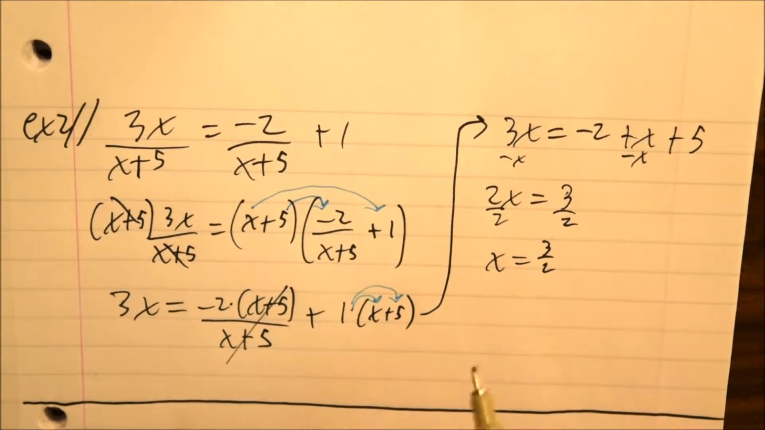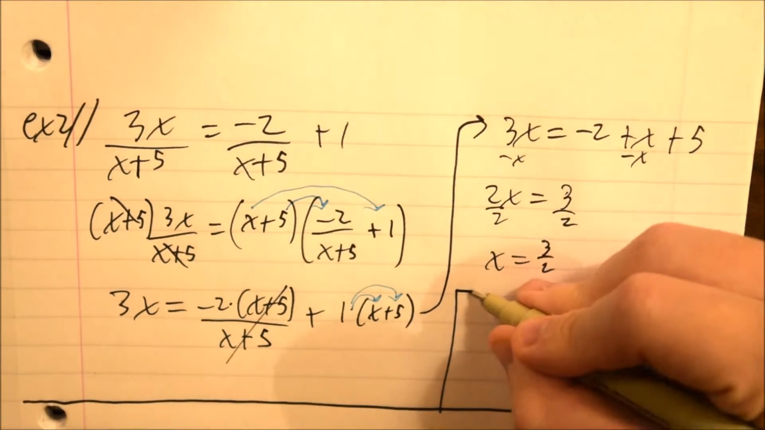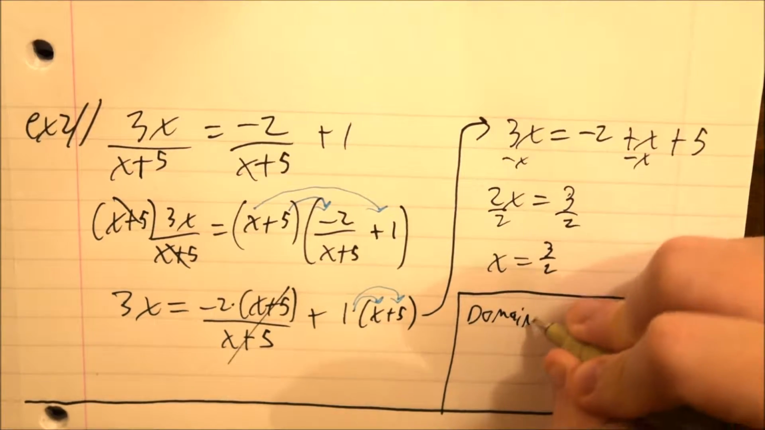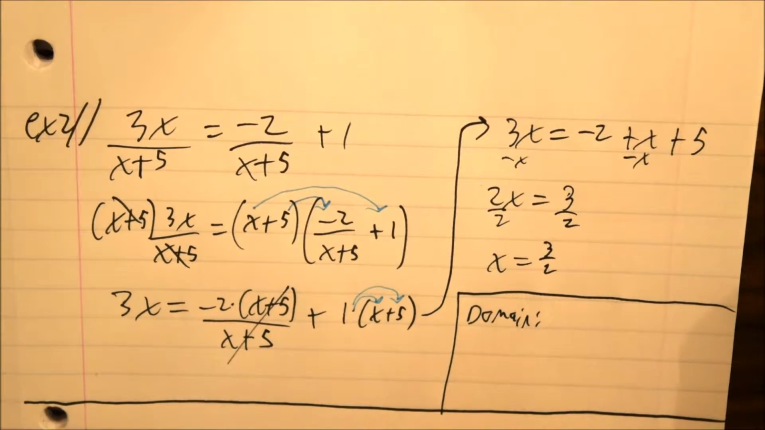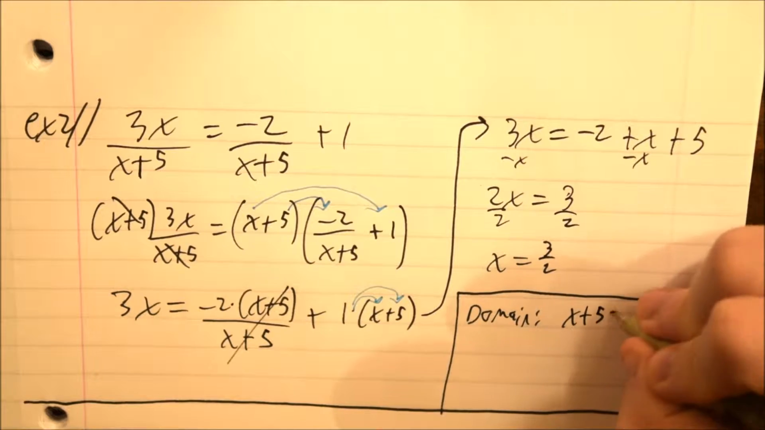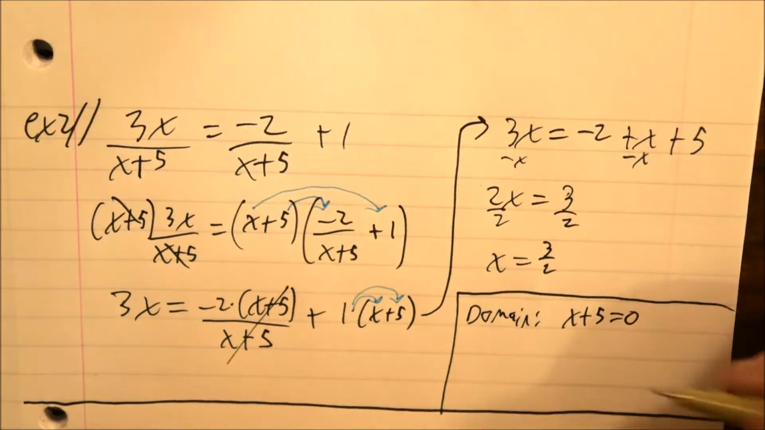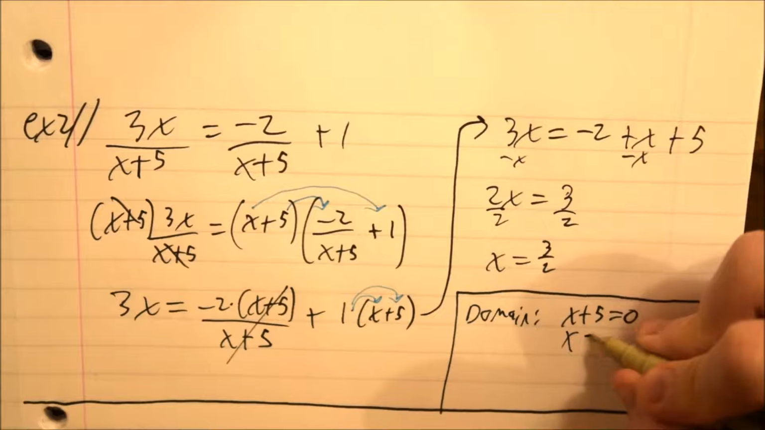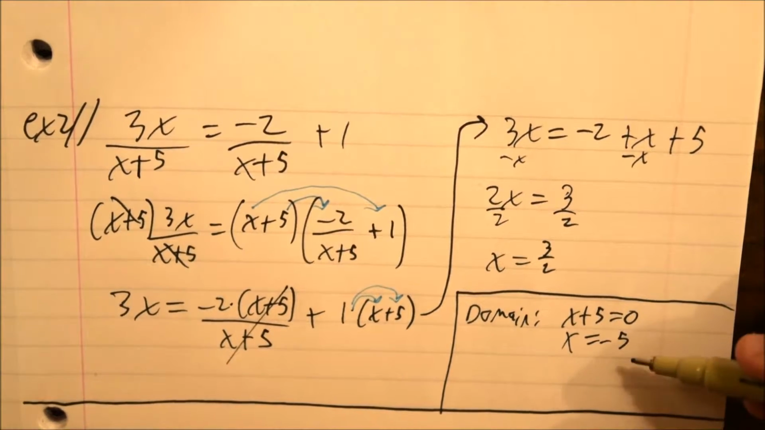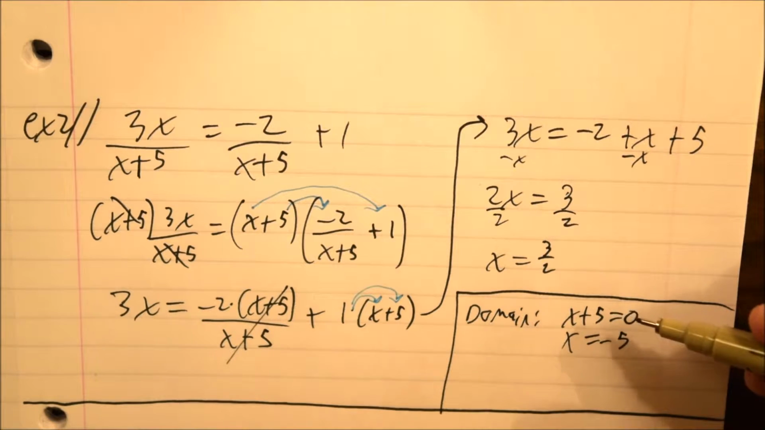Now, before I circle my answer, I'm going to make sure that it's in the domain of the function. So now I'm going to find the domain. I'm going to do the same thing I did in the previous problem. I'm going to set the denominator equal to 0 and solve for x. So to do that, I subtract 5 from both sides. I get x equals negative 5. Now that means that when I plug in negative 5 to the bottom, I get 0. Remember, I can't divide by 0 because we're dealing with a fraction here.